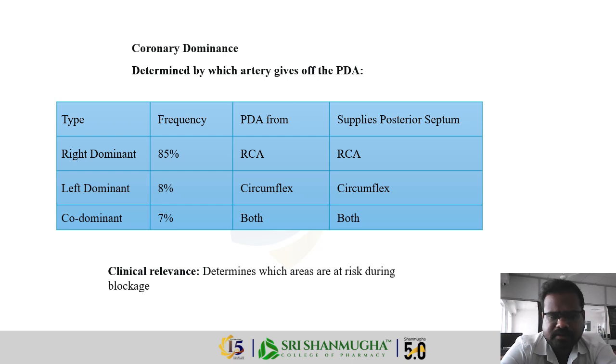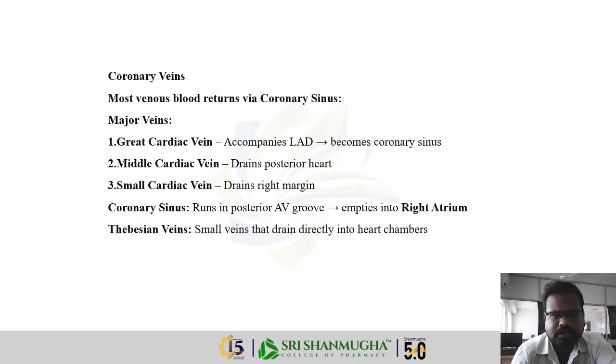The clinical relevance is that it determines which areas are at risk during a blockage. If anything is blocking these arteries, we can easily find out the areas where the blockage may have happened. Then, once we have completed the oxygen-supplying arteries, we are going to see the coronary veins.